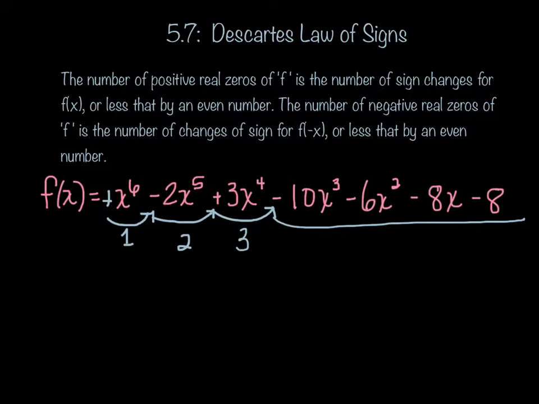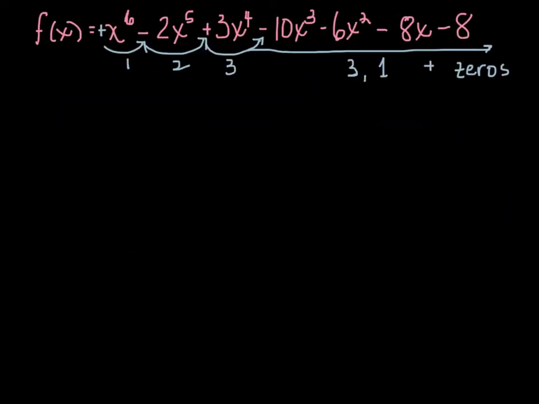And what Descartes says is the number of positive real zeros of the function is the number of sign changes for f of x, which is what we are looking at, or less that by an even number. So I have 3 sign changes, and now I'm going to subtract by an even number. So I'm going to subtract 2, and I get 1. What this tells me is there are either 3 positive zeros or 1 positive zero in this case. I just want to reiterate that I now know that I either have 3 or 1 positive zeros.